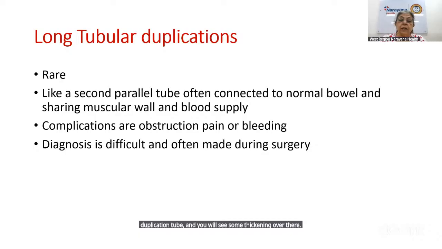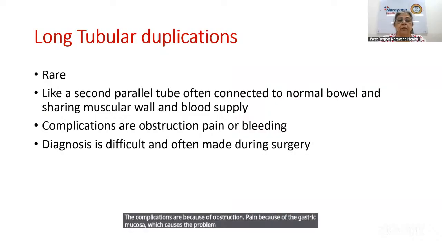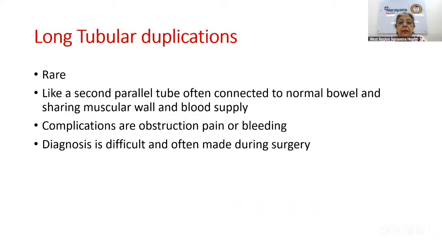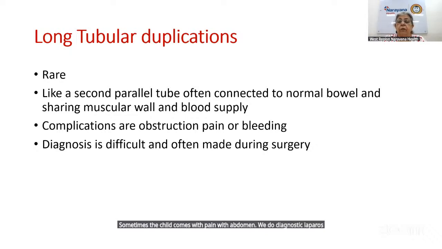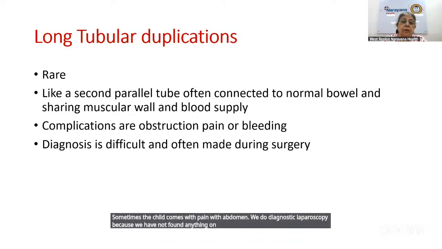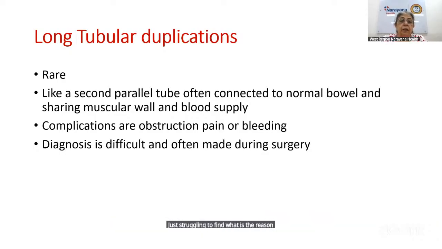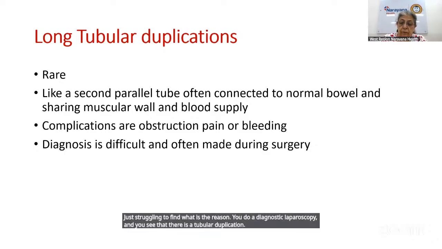The complications are because of obstruction, pain because of the gastric mucosa, which causes the problem, and bleeding also because of the peptic ulceration. The diagnosis is usually difficult and often made during surgery. Sometimes the child comes with pain in the abdomen. We do a diagnostic laparoscopy because we have not found anything on any investigations. We were just struggling to find what is the reason. You do a diagnostic laparoscopy and you see that there is a tubular duplication.